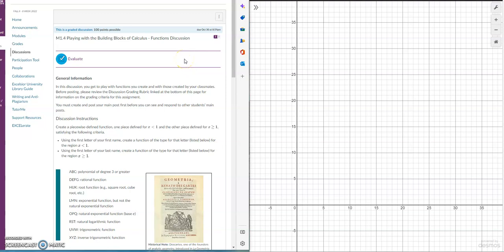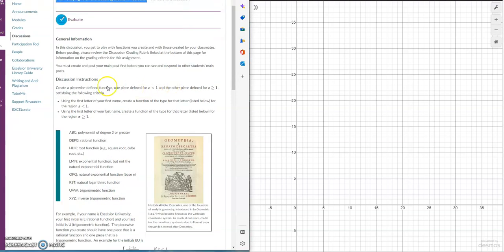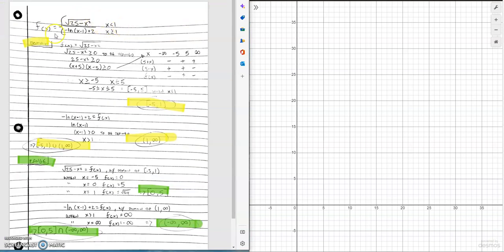We're going to be going over Module 1.4, Playing with the Building Blocks of Calculus. We're going to be doing a piecewise defined function. One piece defined for x is less than 1 and the other for x is greater than or equal to 1. I chose my function to be expressed as follows: square root of 25 minus x squared and negative natural log of x minus 1 plus 2 for my two functions.